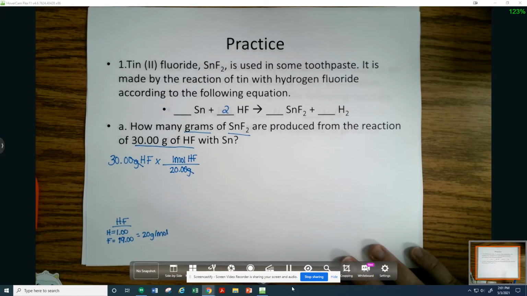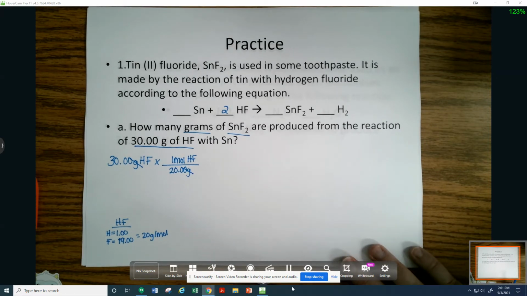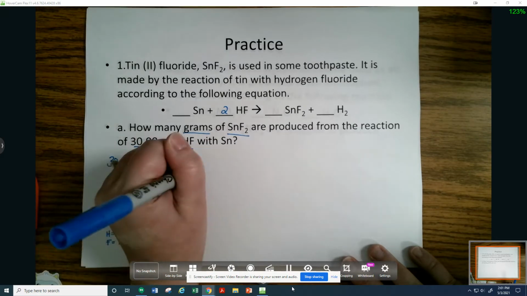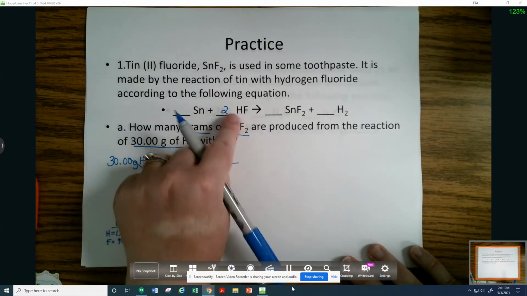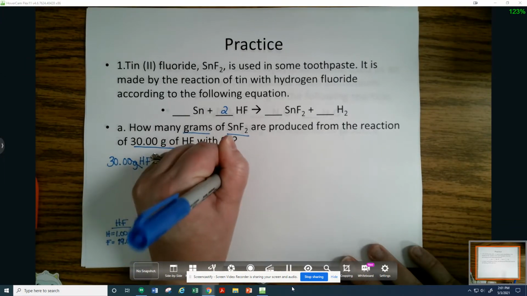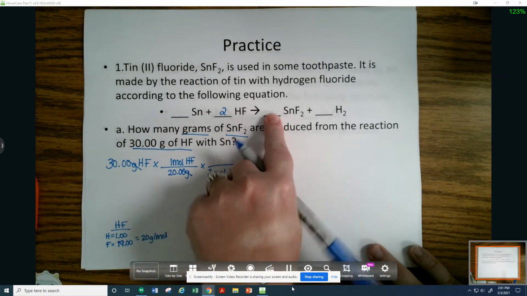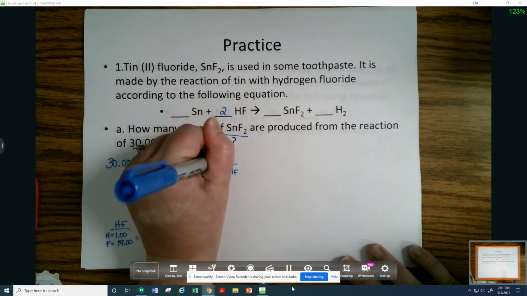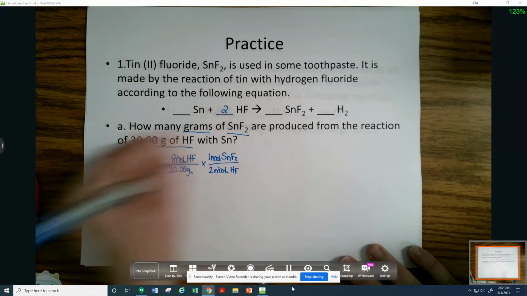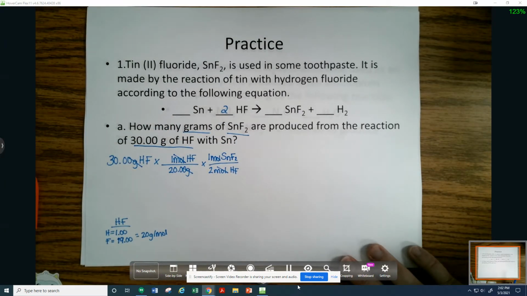Now, like topic 1, you develop a mole ratio to switch the identity that you're talking about. We want to compare HF to SnF2. So my ratio here is, I see that I have 2 moles of HF is to 1 mole of SnF2. So moles of HF cancels out, and we're now at moles of SnF2. The very last piece is they want grams.